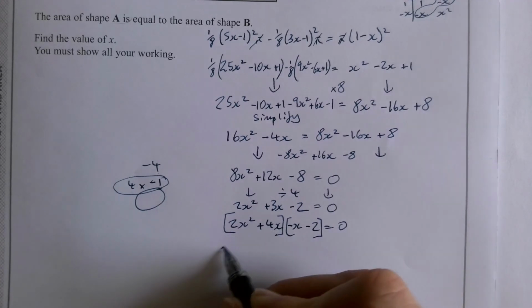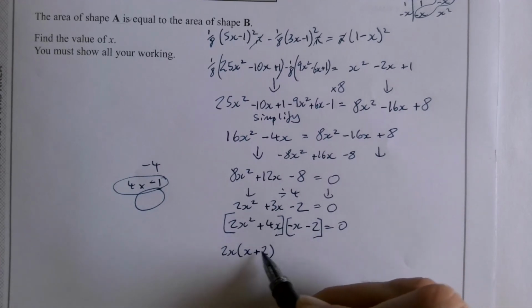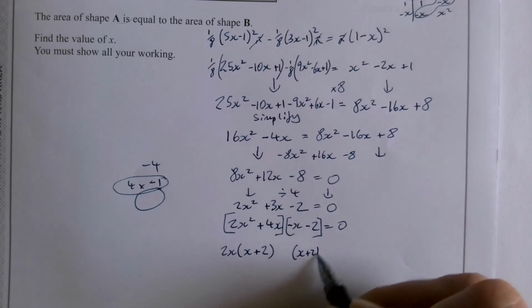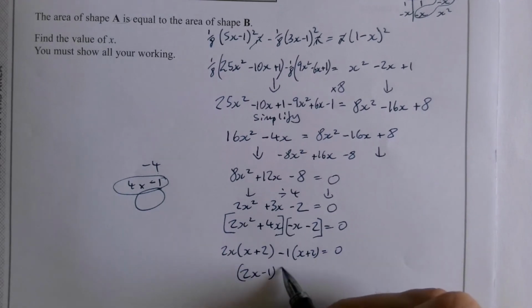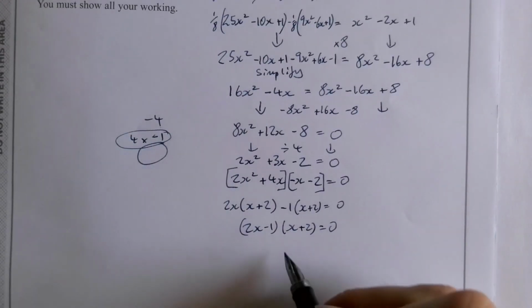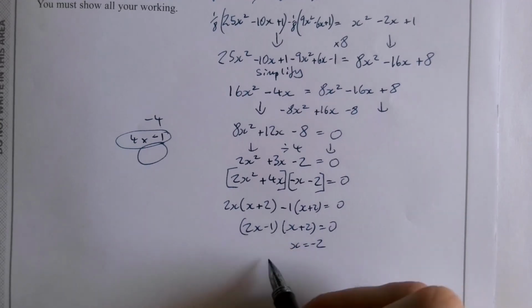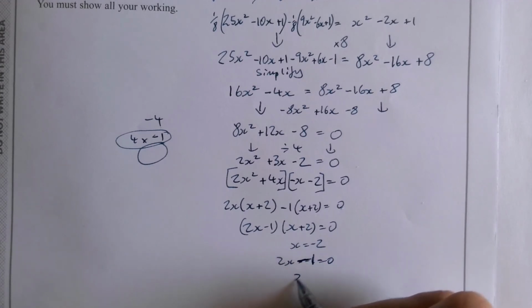So 2x goes into both of those, x plus 2, and this is going to be one of my brackets, so I'm going to get x plus 2 over here. What do I times these by to get to that? Is minus 1. So it leaves me with 2x take 1, x plus 2 equals 0. So now my two possible answers are x equals negative 2 for that, or 2x minus 1 equals 0. If I rearrange that, I get 2x equals 1, x equals a half.